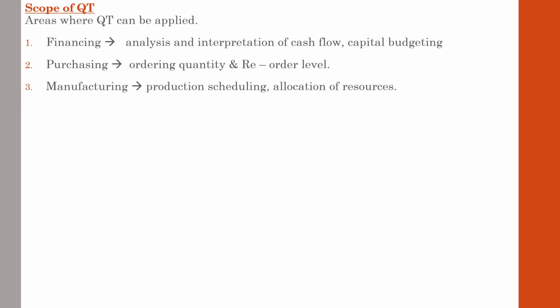Next one, manufacturing. QT helps the organization or a business in scheduling the production and allocation of resources. Because these two areas are of great importance in business, any miscalculation will lead to major issues. Production scheduling means production is an important area which should not be affected by various reasons or causes. Under production scheduling, QT helps the organization or management in conducting an uninterrupted production operation within the business, because any interruption may lead to major issues.